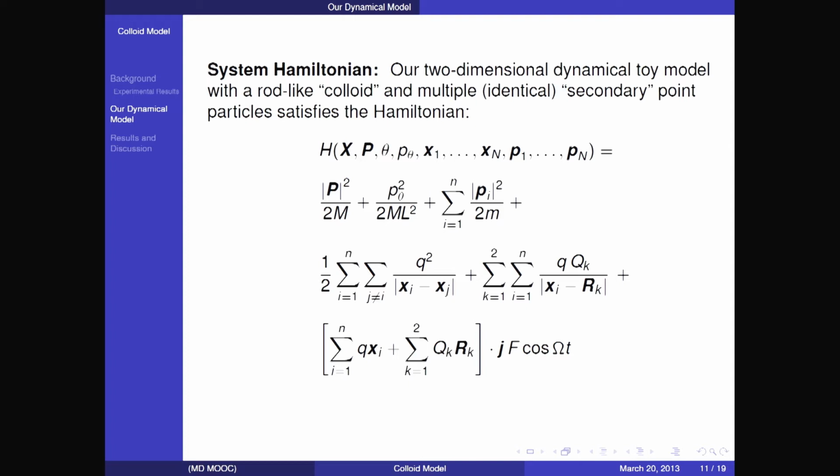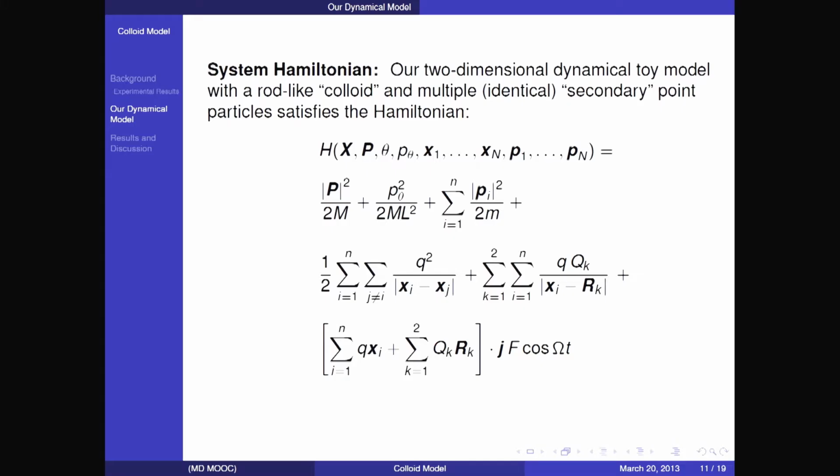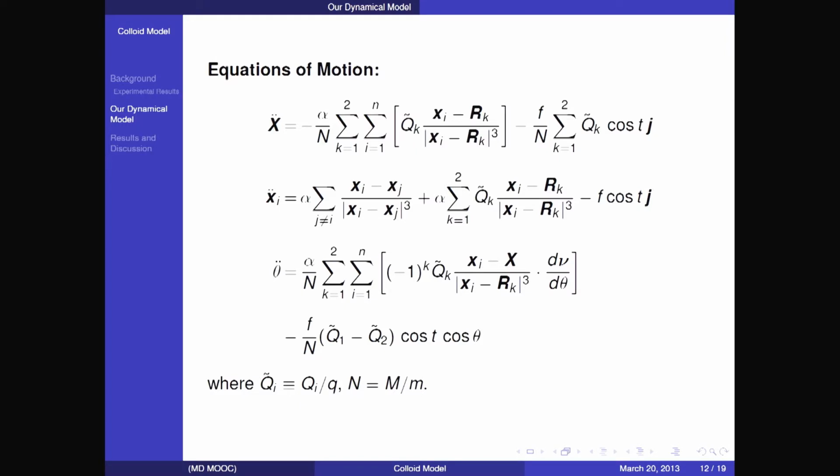And you notice there's a J in front of the external electric field, and the J just means that it's pointing in the y direction. So as far as our orientation is concerned, when we say vertical, that's the same direction as the electric field. So this is the Hamiltonian. From the Hamiltonian, we can derive Newton's equations. And you've heard throughout the course, ultimately molecular dynamics is about the solution of a set of Newton's equations.